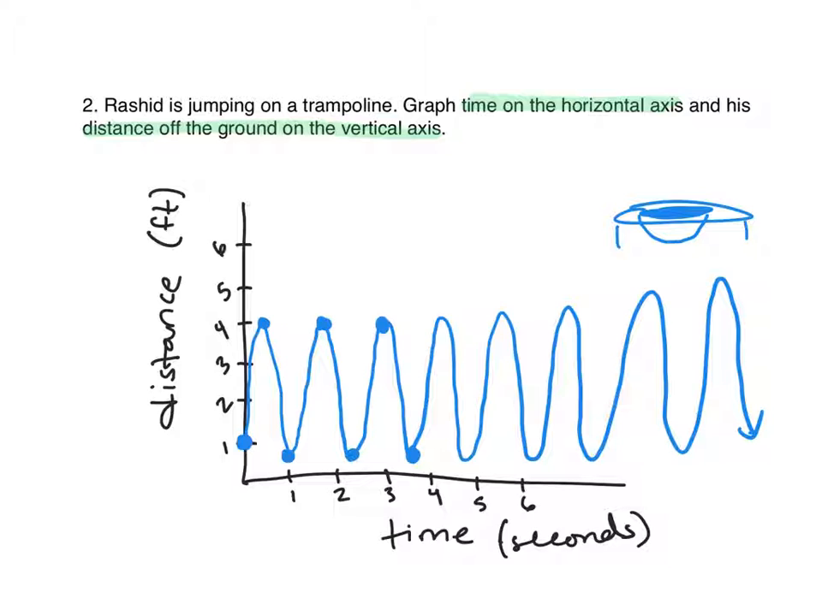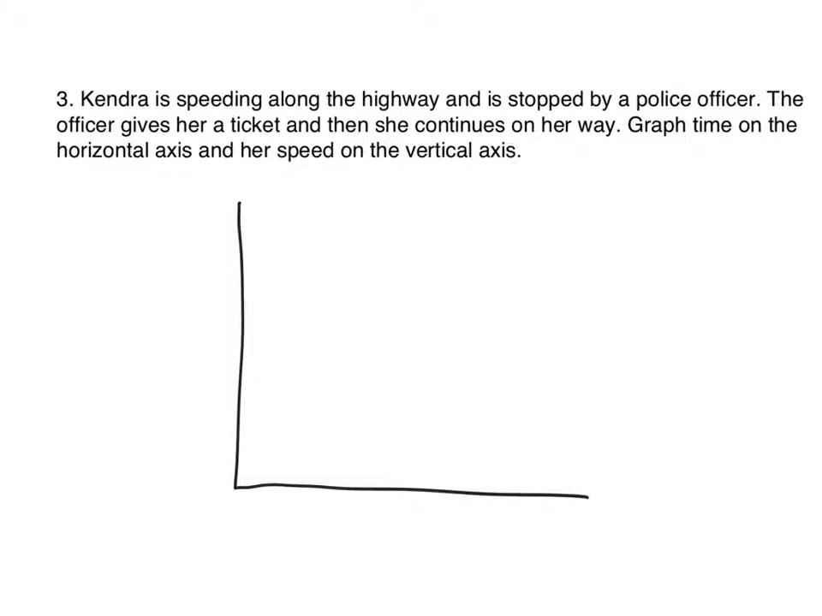Let's go ahead and do number 3 real quick, and we'll be done. Okay, guys, so here's number 3. I went ahead and drew my graph so you didn't have to hear me work through all the difficulties of my iPad. So Kendra is speeding along the highway and is stopped by a police officer. The officer gives her a ticket, and then she continues on her way.